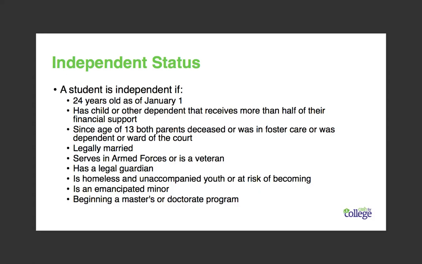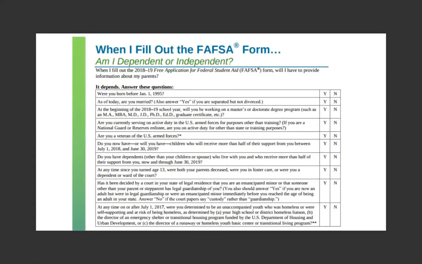If they're homeless or unaccompanied, or an emancipated minor, or anything that deals with foster care or being a ward of the court, just know that more than likely that student will be selected for verification, and they will need documentation to back up that claim. And this will show you what it actually looks like. These are the questions. So this is what helps determine whether or not they are dependent or independent.